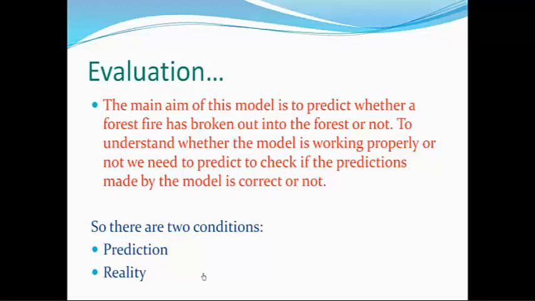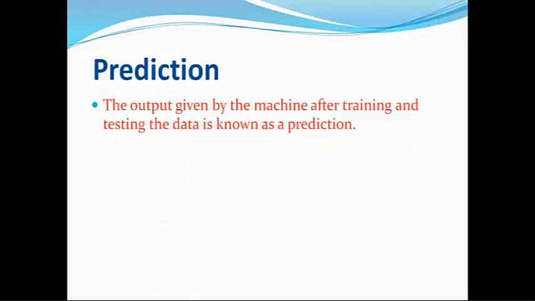To understand whether the model is working properly or not, we need to check whether the prediction made by the model is correct or not. So there are two conditions. One is the prediction, another is the reality. All right. Now, what is prediction? Prediction means the output given by the machine after training and testing the data. So the output coming from that particular device that has been developed is called prediction.